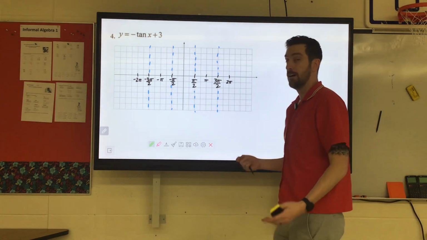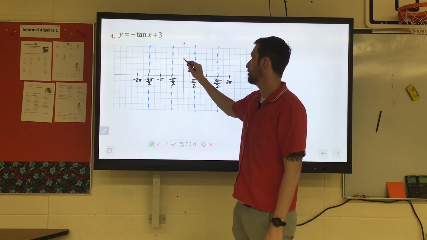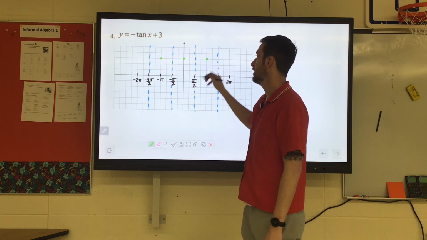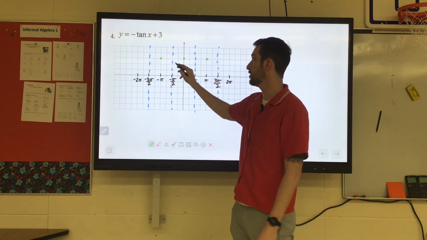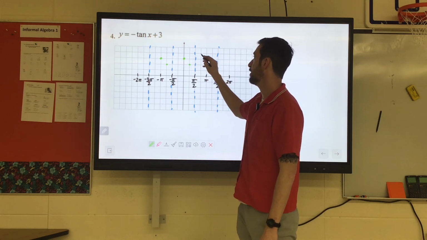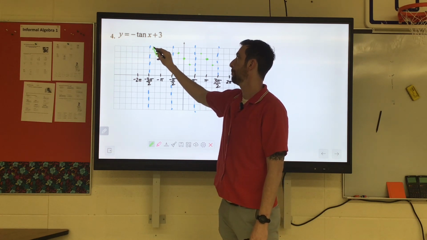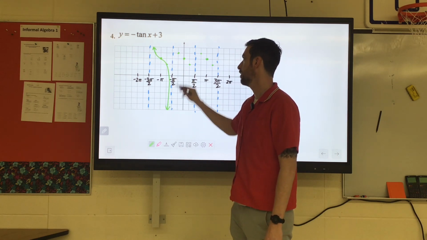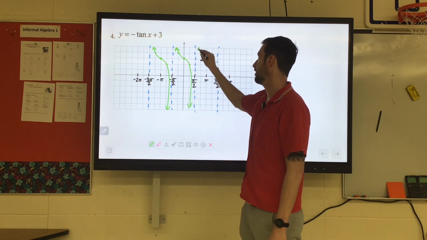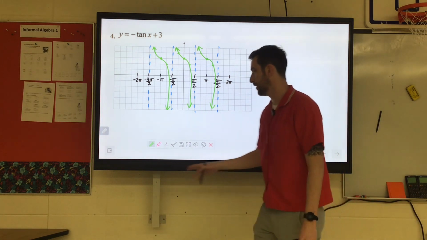Now, it is up 3. So we're going to take our center point, and we're just going to go up 3 with it. And this is reflected, which means it's going to go down and right. It's going to go up and left. Okay. Here we go. Wow, that one is not as pretty.